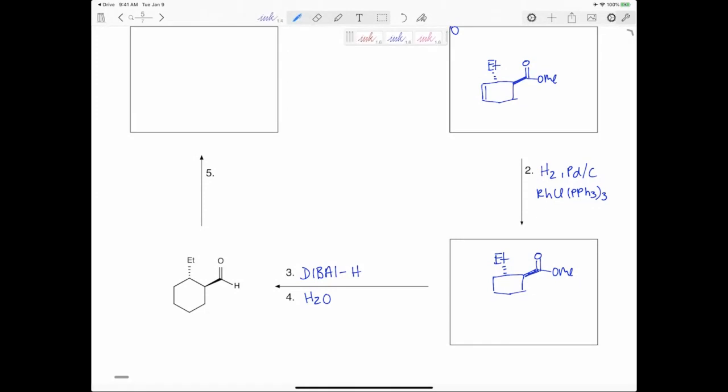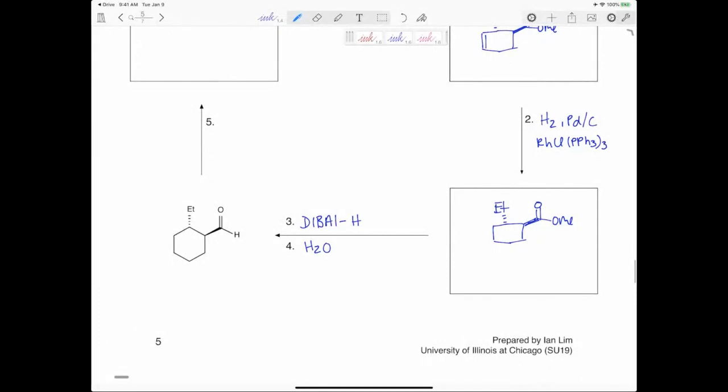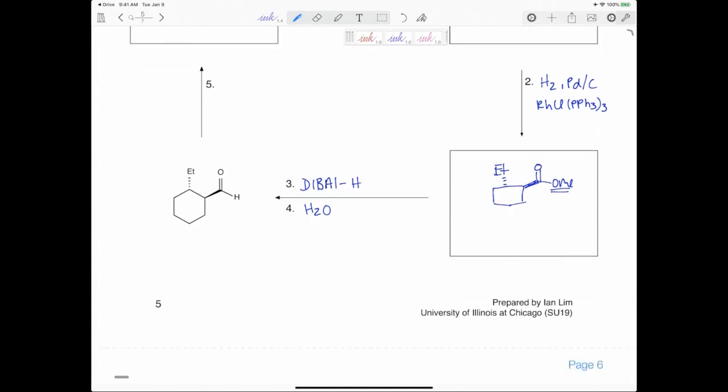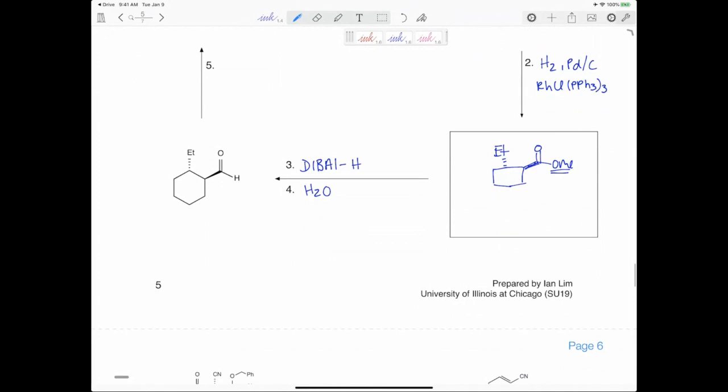Okay, so DIBAL on carboxylic acids, I don't really recommend you doing that. If you have to make an aldehyde from a carboxylic acid, reduce it down to an alcohol and then work it up. And that's another thing. Don't worry too much about DIBAL. All you need to know is that it converts esters into aldehydes. There are 2 ways you can get from a carboxylic acid into an aldehyde. So step 1 is to reduce it, and then step 2 is to oxidize it up.